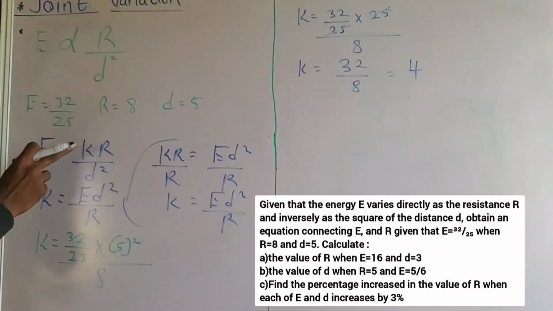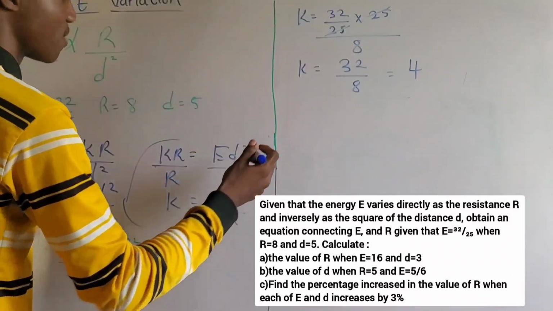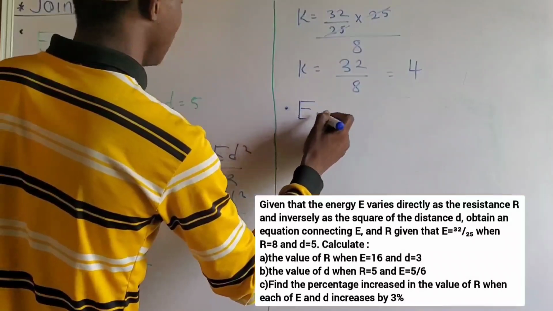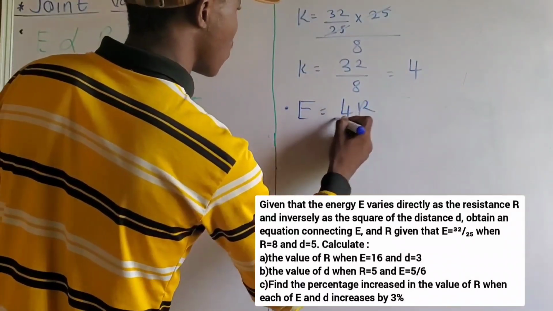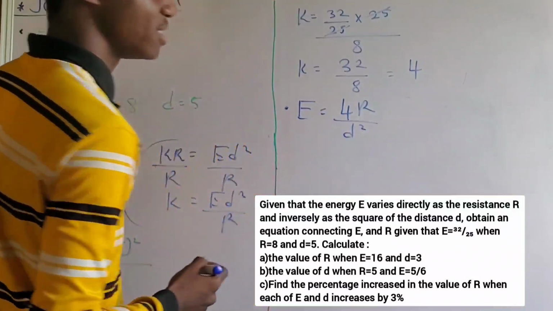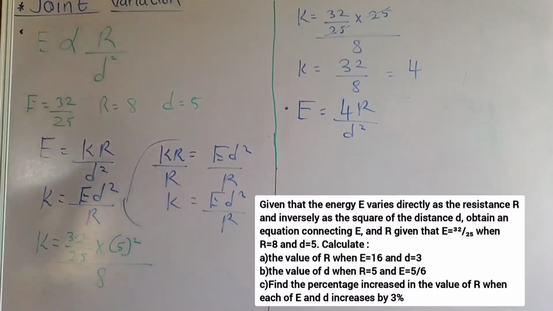We are going to substitute the value of K into this formula as 4. So I'm going to have the first answer there, E equals 4R all over D squared. That is the relationship connecting E, D, and R as stated in the question that we should look for. Now, having gotten the relationship, we can now proceed to calculate.